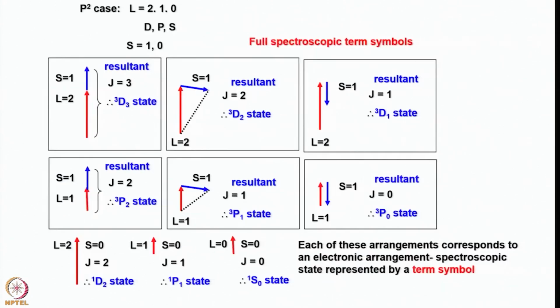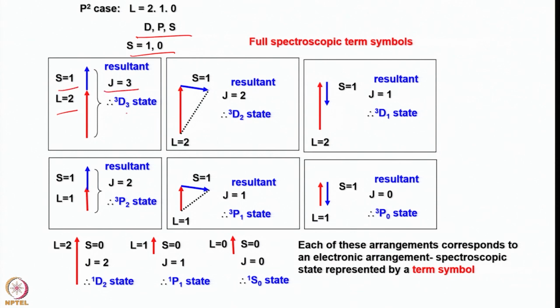So now let's look into the p2 case again to see the spin orbital interactions. L equals, we know the values 2, 1, 0 and corresponding terms will be D, P, S, and then S equals 1 and 0 values are there. Now let us look into the interactions assuming they are vectors. So we should remember this resultant should have a whole quantum number, whole quanta. So L equals 2 and S equals 1 can interact in such a way that the net resultant will be J equals 3.